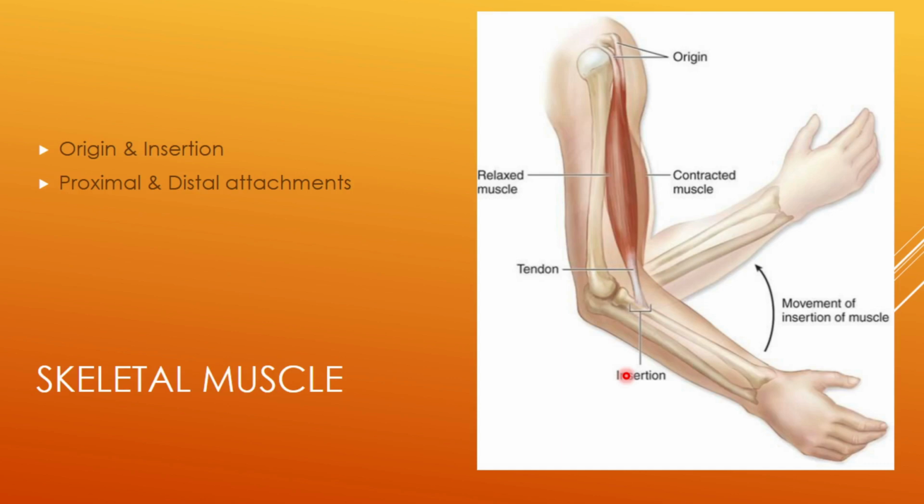So, skeletal muscles tend to have a muscle belly. Here we go, here's a muscle belly. The example we're using here is the biceps brachii muscle. It has 2 proximal attachments and it has 1 distal attachment. Sort of. 1 main distal attachment.